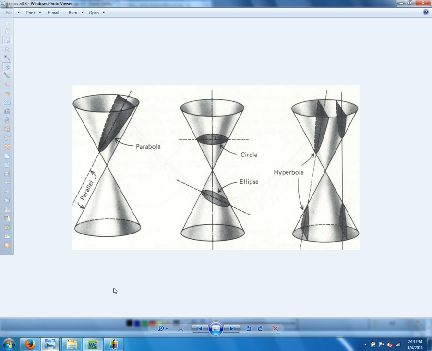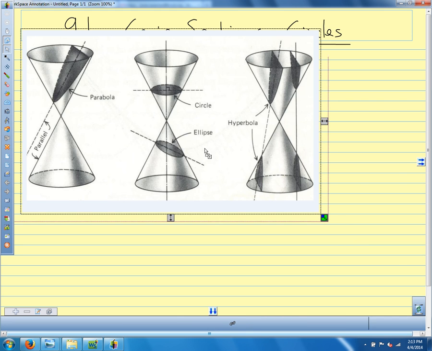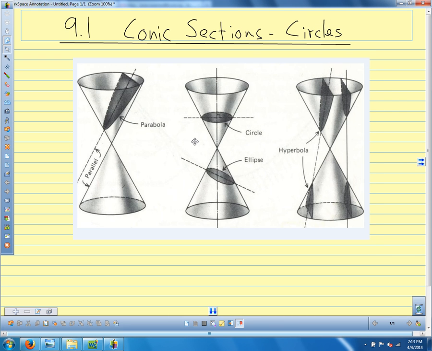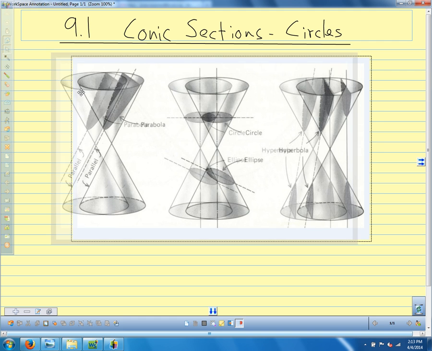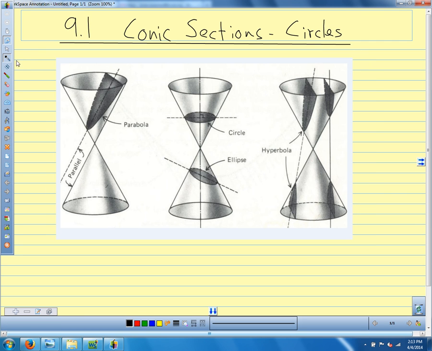That's the one I want. All of these shapes are slices out of cones. So a parabola is a section of a cone when we cut parallel to one of the sides of the cone. A circle is when we cut perpendicular to the axis of the cone, we get a circle. An ellipse is when we cut it at a slant to the axis.